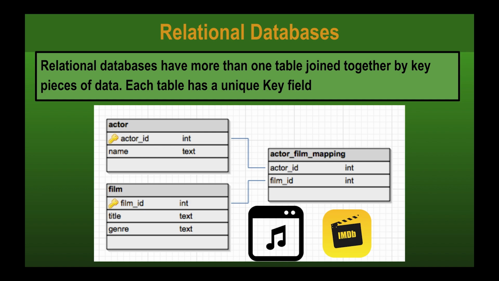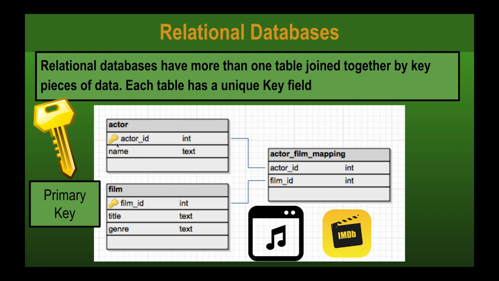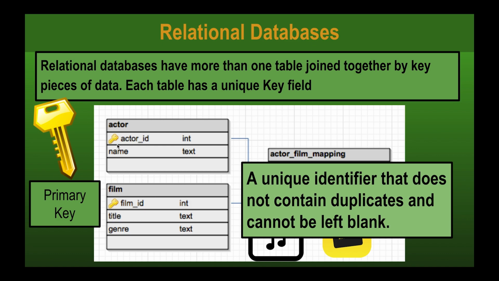Anytime that you're streaming something, searching through Netflix, looking on YouTube, these are databases of information that are categorized together. You might want to search for a certain actor. You might want to search for a certain film. So when we look at these tables and how they join, I mentioned they're joined by a unique field. And you see this key here that indicates this is what we call the primary key. Every table has one of these primary keys, and it is a unique identifier that does not contain any duplicates, and it cannot be left blank.